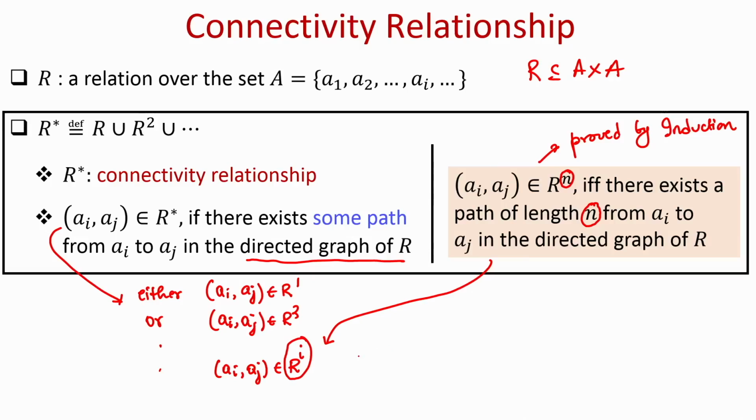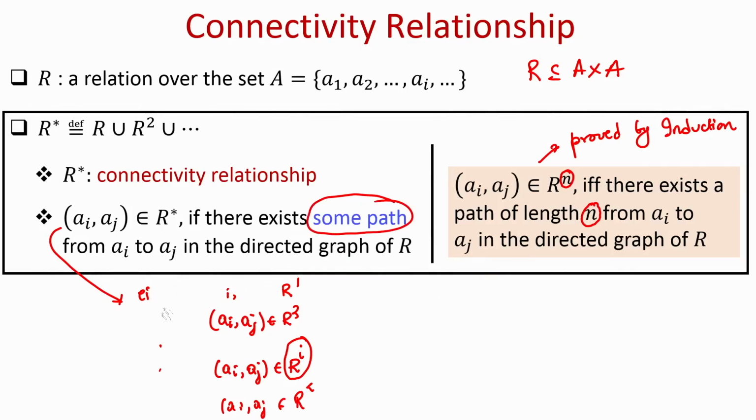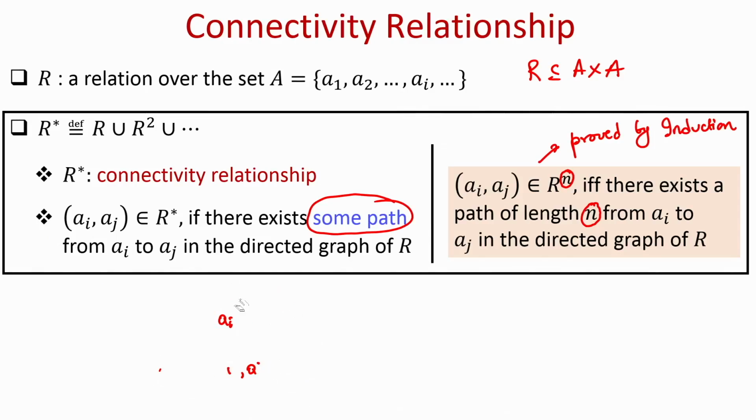It might be possible that (a_i, a_j) is also present in some other power of R, say the kth power. That means, by the same statement, there exists a path of length k from the node a_i to a_j. So, that is why I am not focusing on the path length here. I am just stating that if at all the element a_i is related to the element a_j in the relation R star, then some path exists from the node a_i to the node a_j in your graph of the relation R.